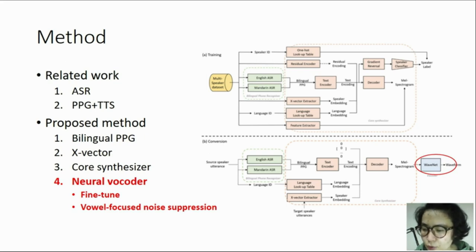In this module, we use a pink reference to construct a noise model and calculate the SNR of each frame, and then we use Wiener filtering. We add a voice detection module and use different noise suppression intensities for voiced and non-voiced frames respectively. This can improve sound quality a lot.